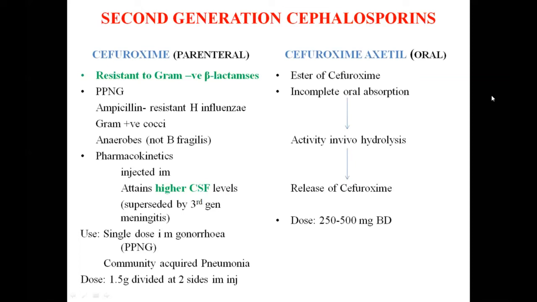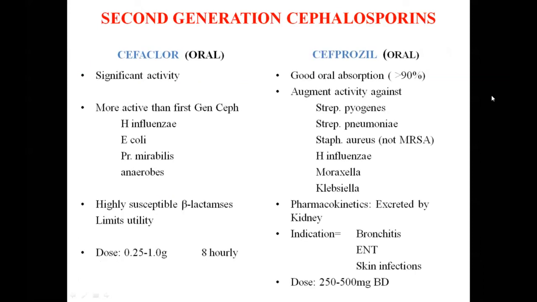Now we come to the oral preparation of the second generation cephalosporin, that is cefuroxime axetil. As I told you, this is an ester of cefuroxime. So it has incomplete oral absorption, and its activity comes from in vivo hydrolysis. It acts as a prodrug, and then the release of cefuroxime takes place. This drug also crosses the blood-brain barrier, but it is not used in meningitis because the third generation cephalosporins are more effective than the second generation cephalosporins.